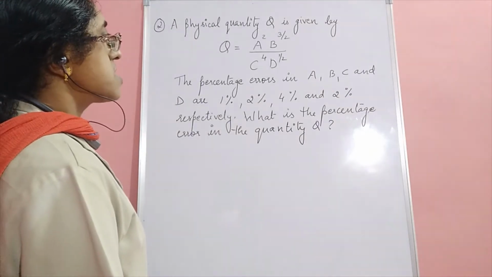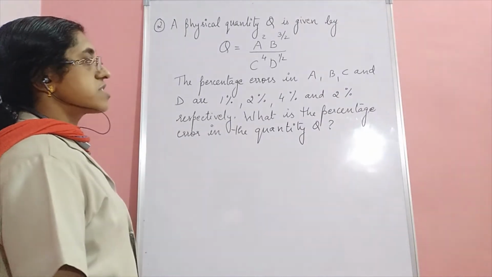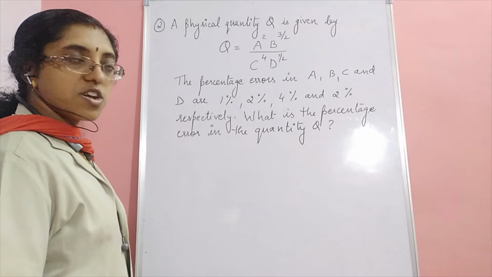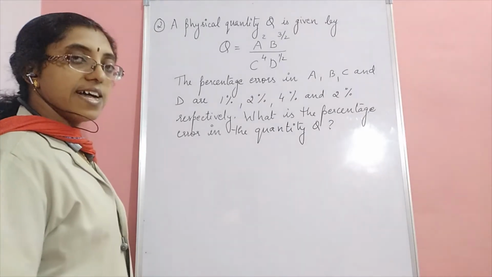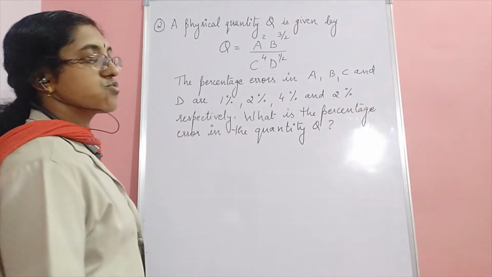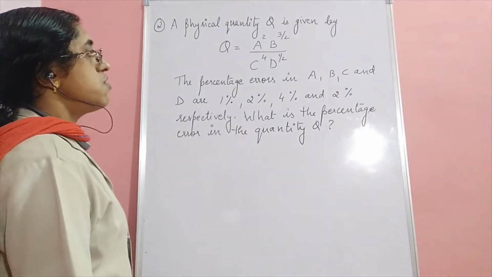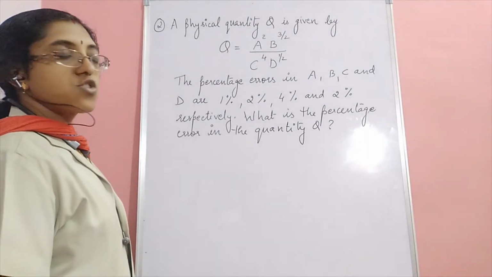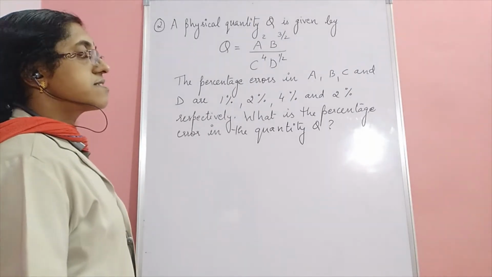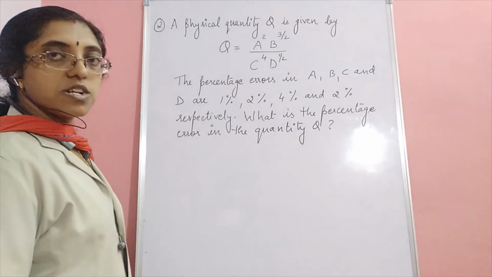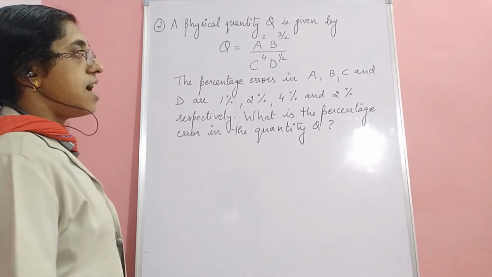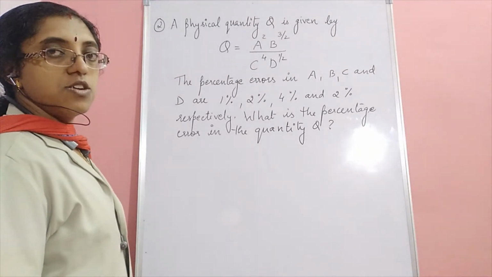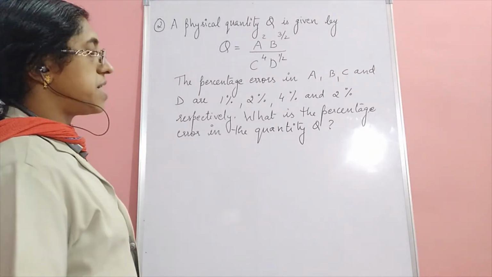Now, dear children, in this question, Q is a physical quantity which involves the product of two quantities as well as the quotient of two quantities, right? Also, they involve powers. So, we need to apply the result of the product, the powers and the quotient ones. So, here 3 rules would be applied.